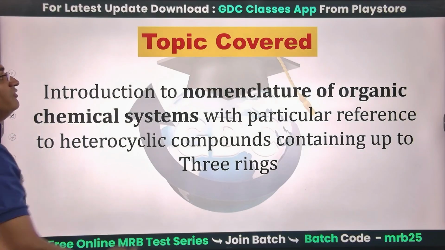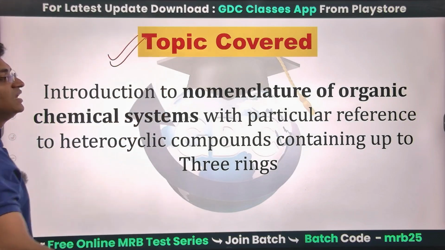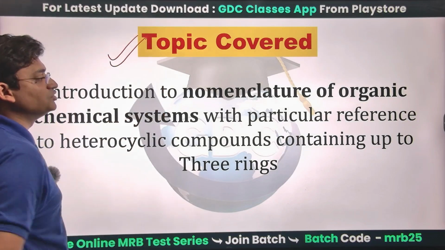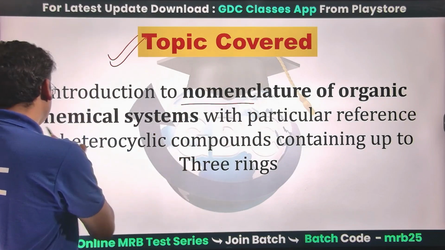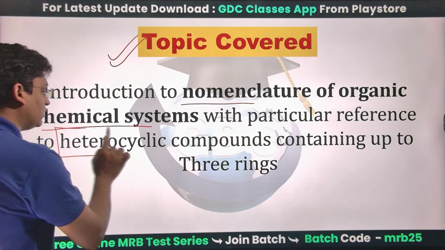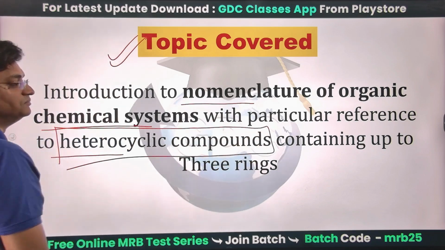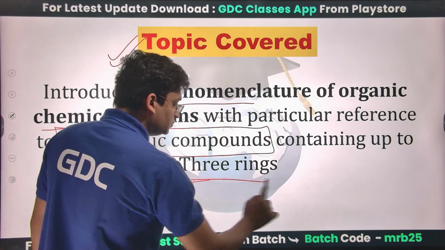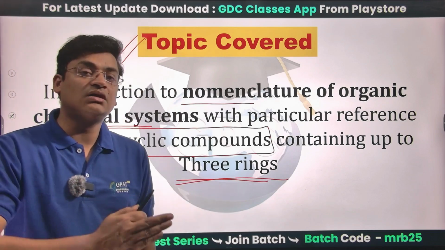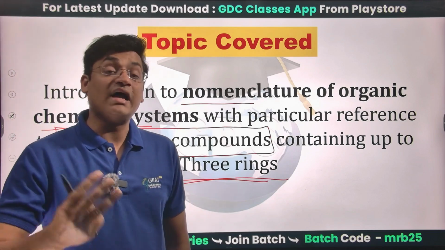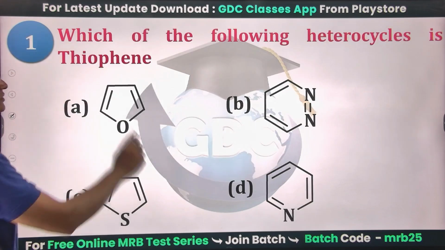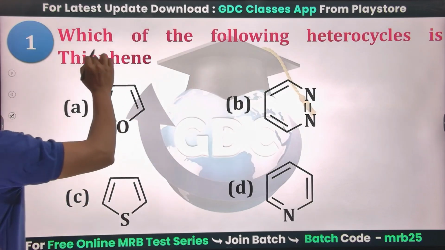So first of all, we will discuss the topics that we are going to see in this video. We will be having questions from nomenclature of organic chemistry with particular reference to heterocyclic compounds, up to tricyclic rings. So let's get started with our first question.